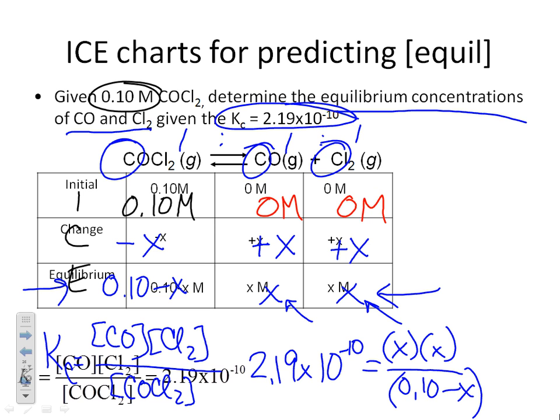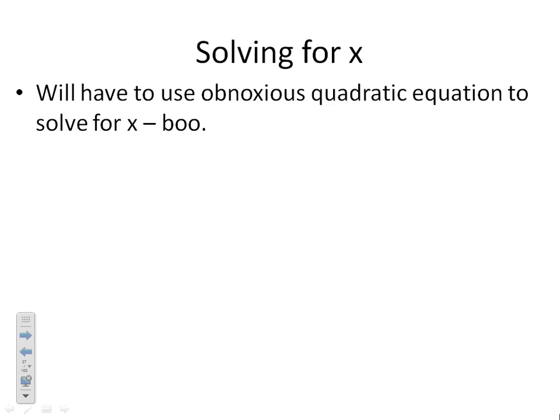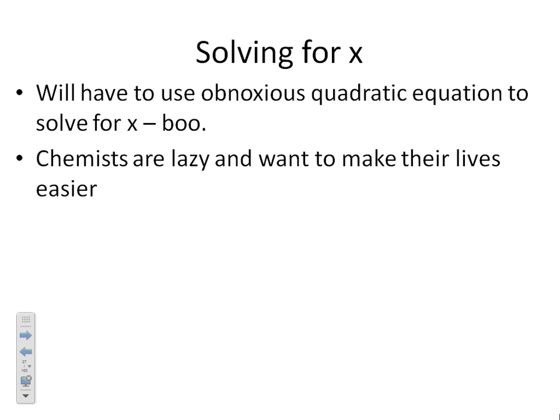You will have a quadratic equation, and you'll have to solve the quadratic equation. Now, I know that you know how to do this. I know that you know the formula for the quadratic equation, and you're capable of using it to solve for the values of X. But I also know that that's very obnoxious. And realistically, chemists are lazy. They are. They're lazy, and they want to make their lives as easy as possible.